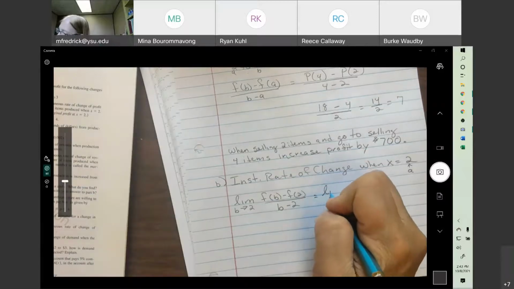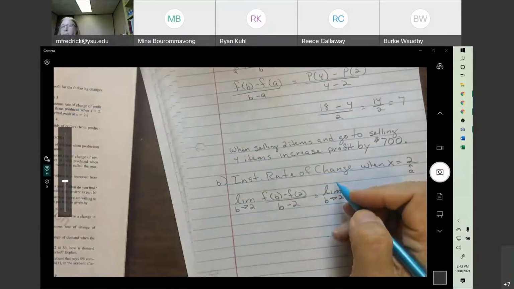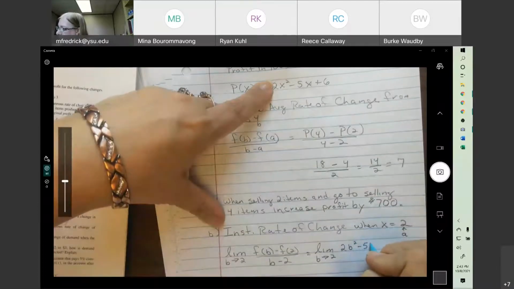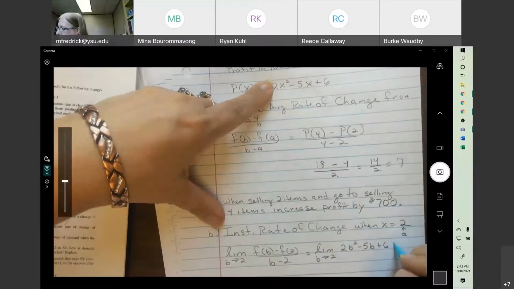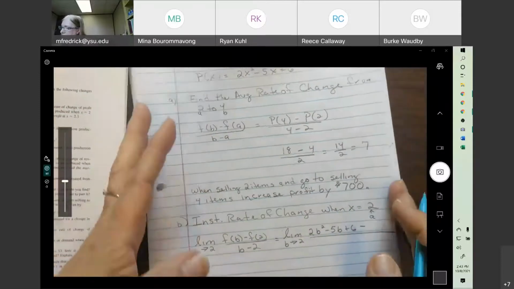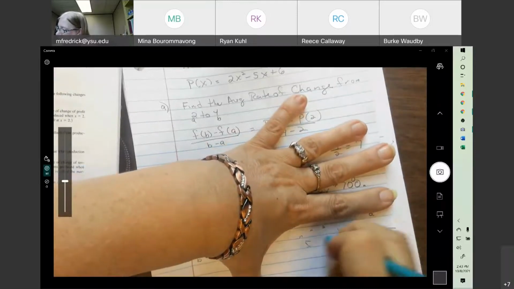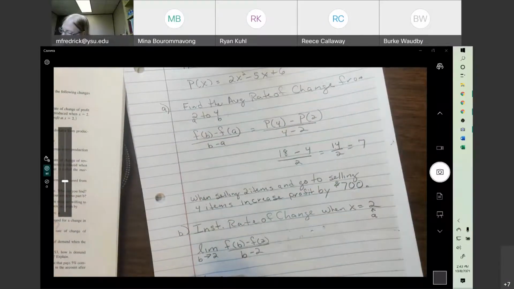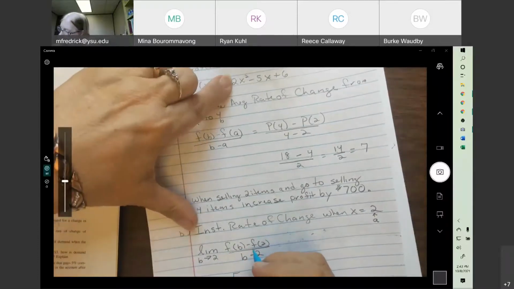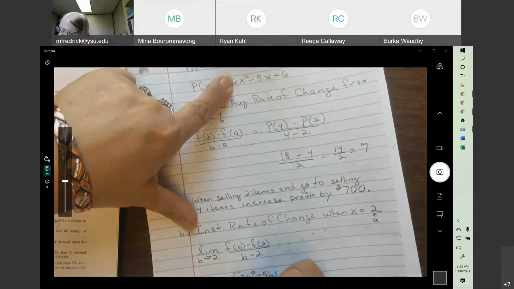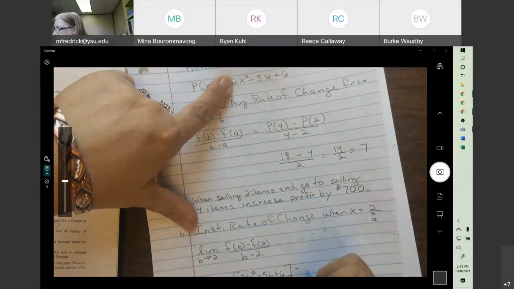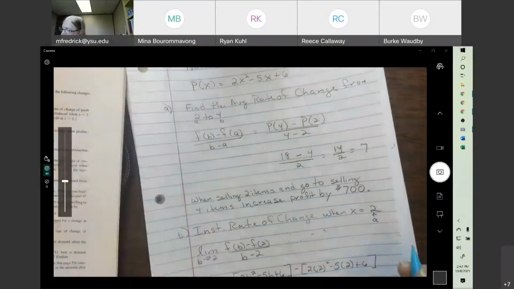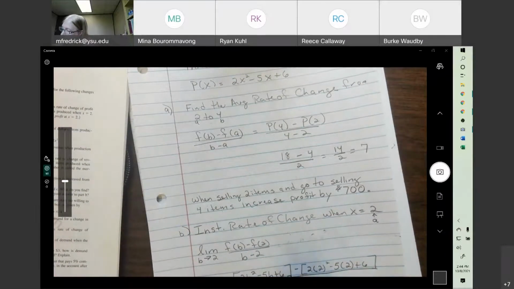So f of b. F of b, we plug it into our equation all the way up here, so that it's 2b squared minus 5b plus 6, all of, minus, and now we plug in a 2: 2 times 2 squared minus 5 times 2 plus 6, all over b minus 2.